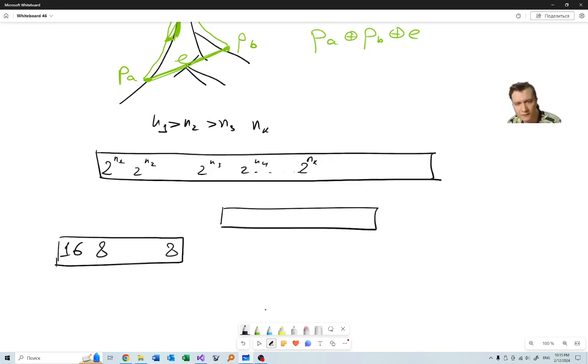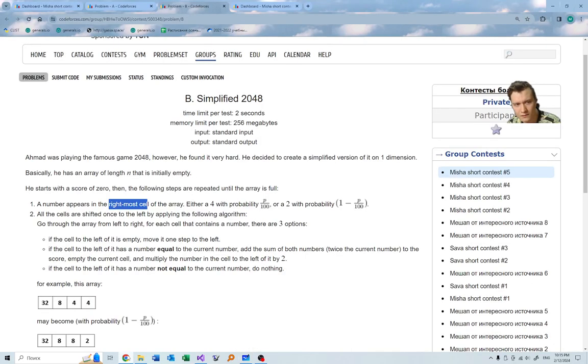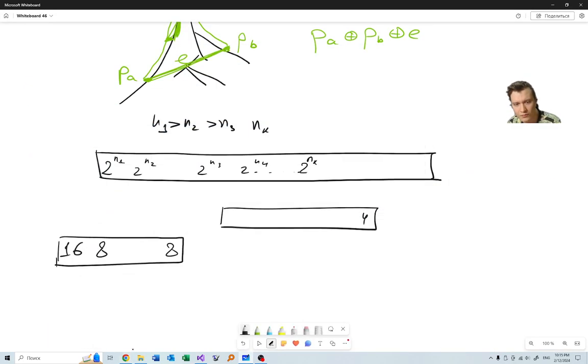So we have 4, and it moves here. Then we have 4 and it moves here. Then we have 4 and it moves here.